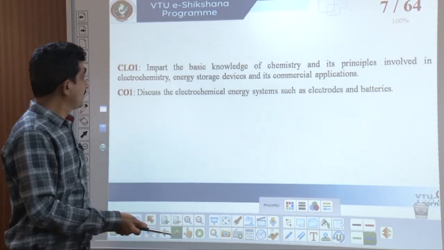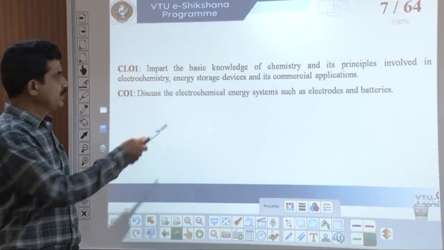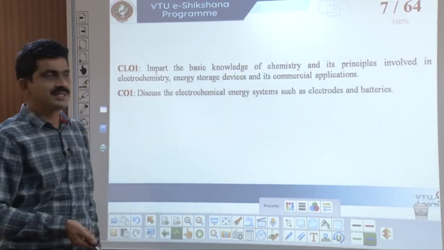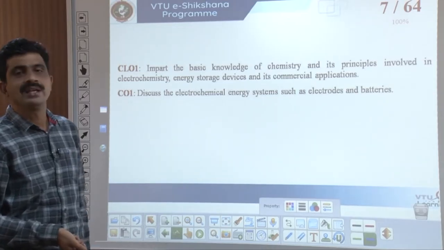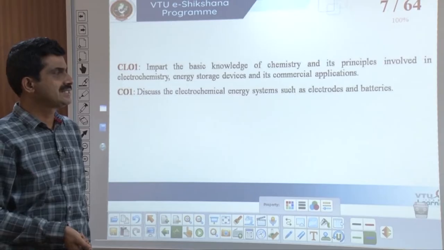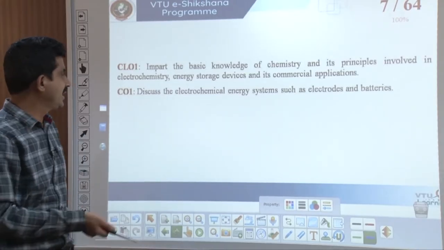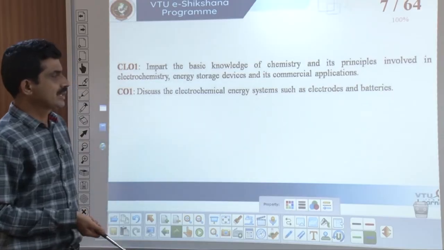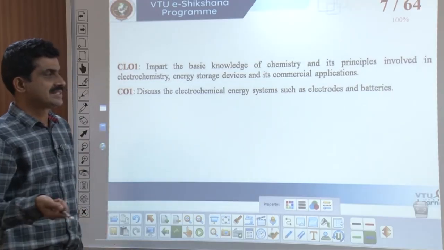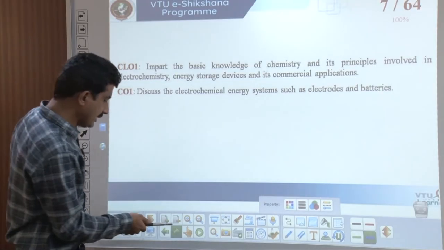So this is the course learning objective of module 1, to impart the basic knowledge of chemistry and its principles involved in electrochemistry, energy storage devices and its commercial applications. And this is the course objective of module 1, to discuss the electrochemical energy systems such as electrodes and batteries.